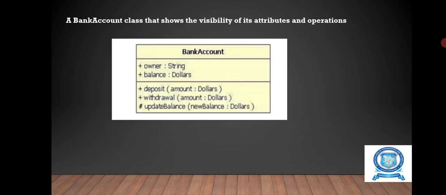So this is an example of a bank account class which shows the visibility of its attributes and operations. The bank account is the class name, and the attributes are owner and balance, and the operations are deposit, withdrawal, and update balance. The attributes have public visibility, the deposit and withdrawal operations have public visibility, and the update balance has protected visibility.